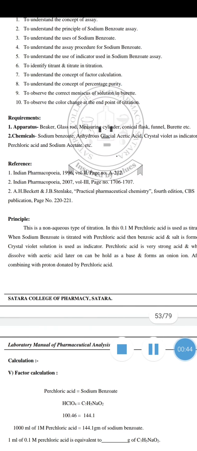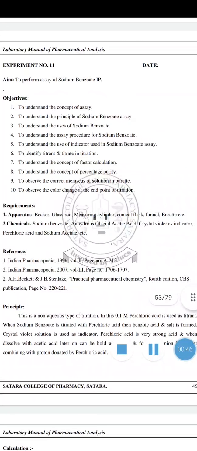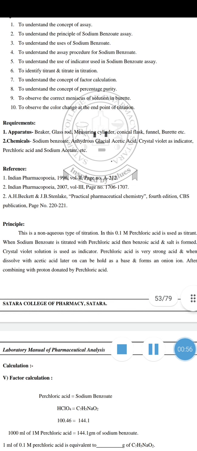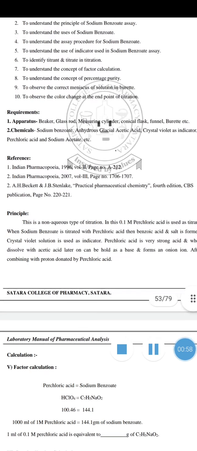The chemicals used in the sodium benzoate assay are sodium benzoate, anhydrous glacial acetic acid, crystal violet which is used as indicator, then perchloric acid and sodium acetate. These are all the chemicals used for the sodium benzoate assay.